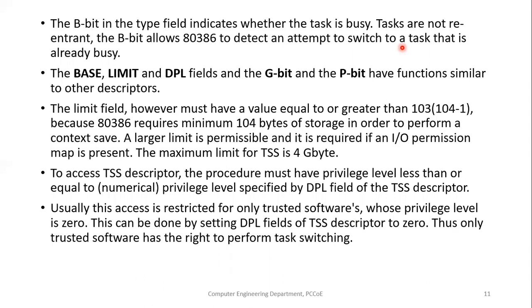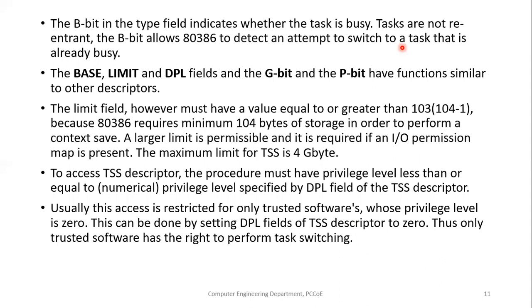So in order to save that intermediary data, your storage should be at least 104 bytes. A larger limit is permissible, and is required only when the IO, that is input output permission map, is present. If the input output permission map is present, then and only then can you have a larger limit. Okay, so the maximum limit for your task state segment is 4 GB.